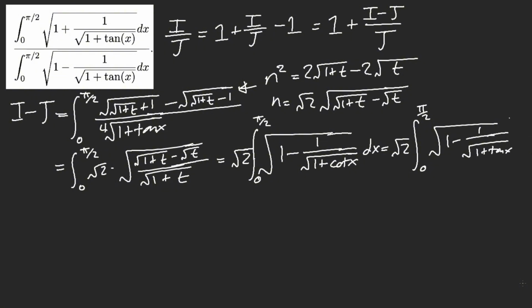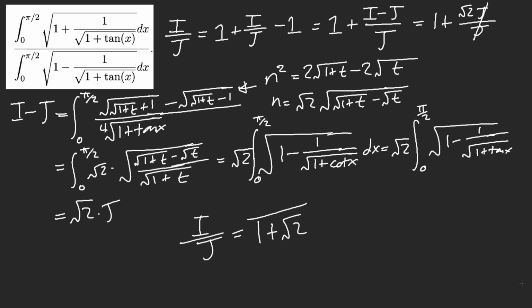What is this? I would have never guessed this. I would have never thought of this. I would have never, ever thought of this. This is literally square root times J. So our answer here is 1 plus root 2 of J over J. So our answer, I over J, this whole problem, is equal to 1 plus square root of 2.